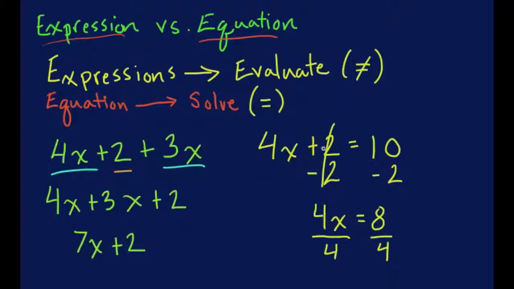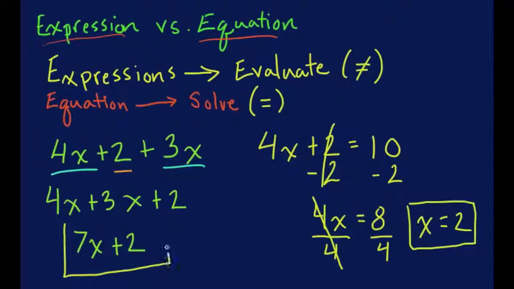When solving, what you do to one side, you have to do to the other. That's why here we subtracted 2 to both sides. So this cancels out because 4 over 4 can cancel out, and now that leaves us with just x. So I'm going to write this over here. And 8 over 4 gives us 2. So here, x will equal 2. So our answer in this case is x equals 2, whereas here, evaluating it gives us 7x plus 2.